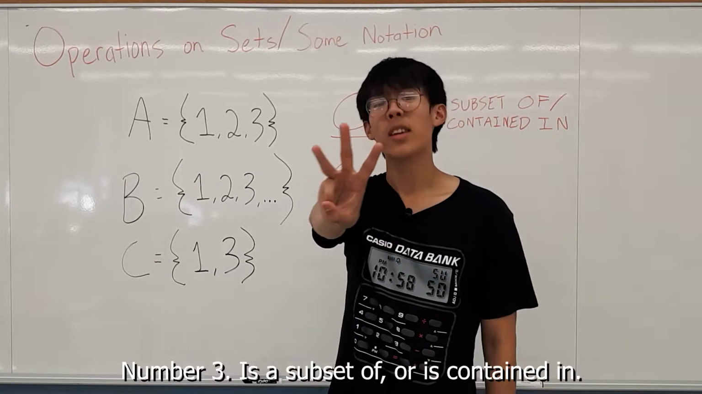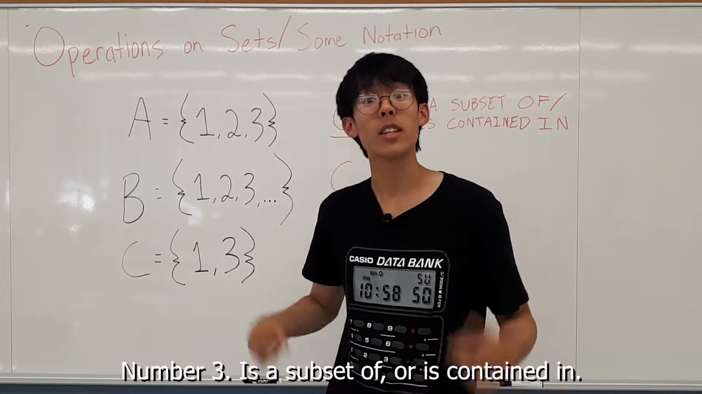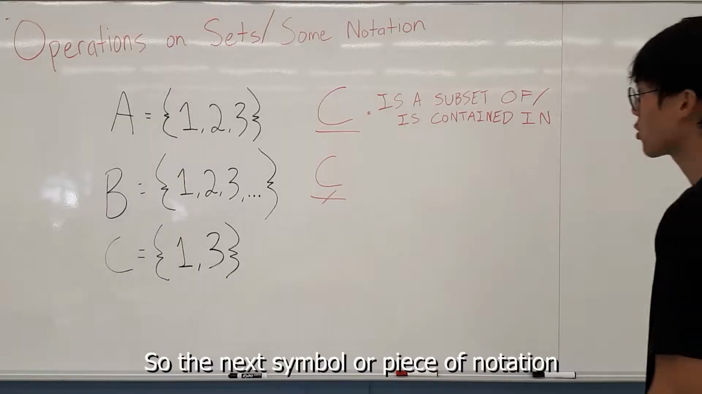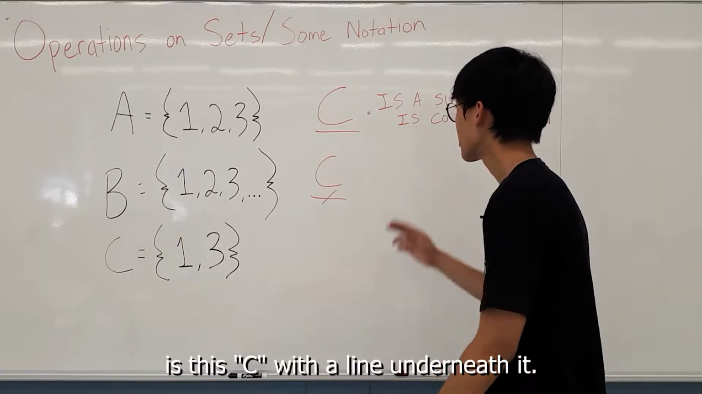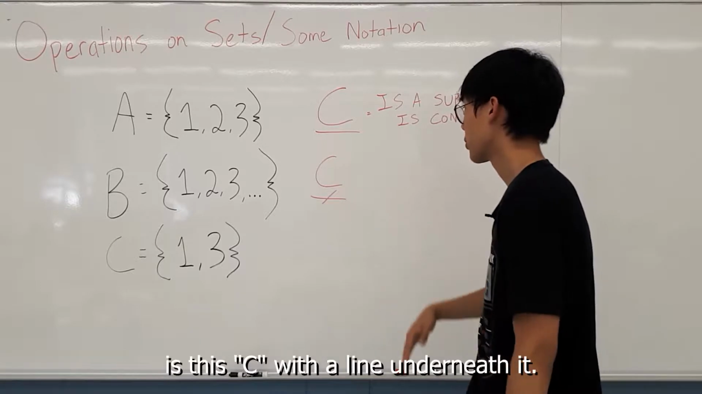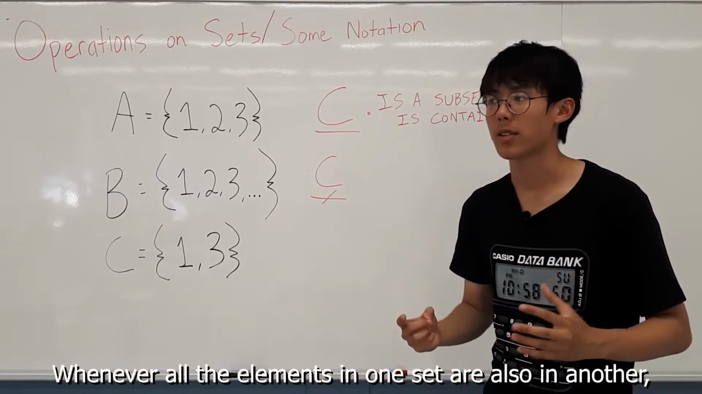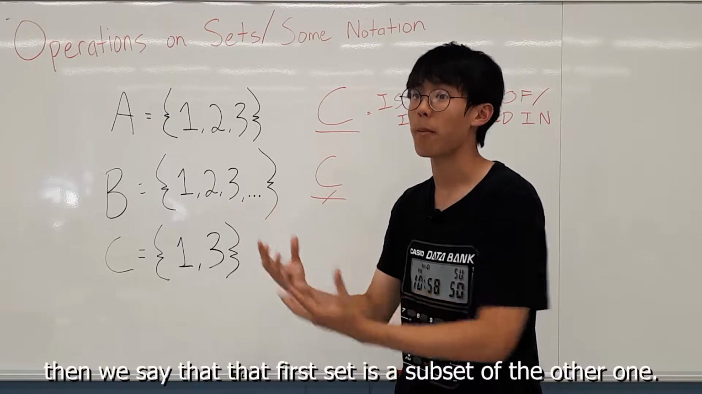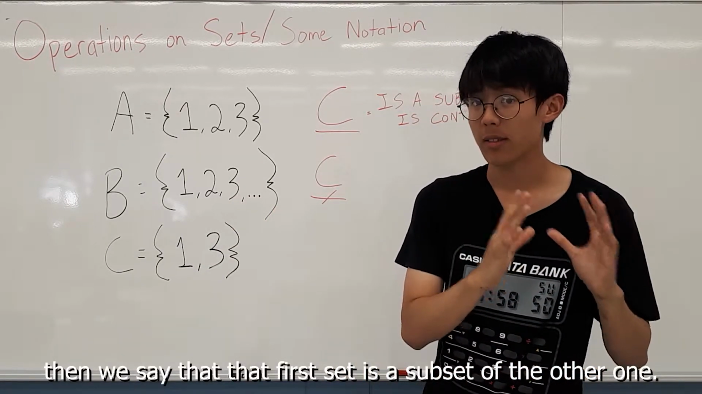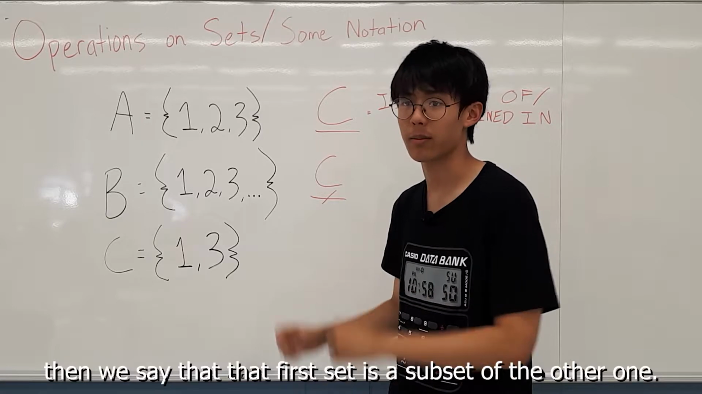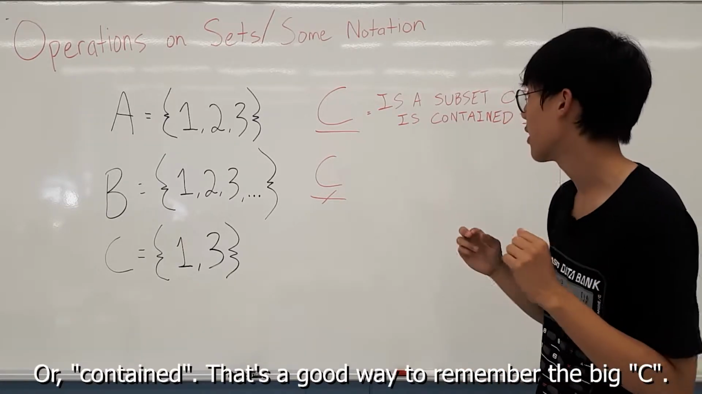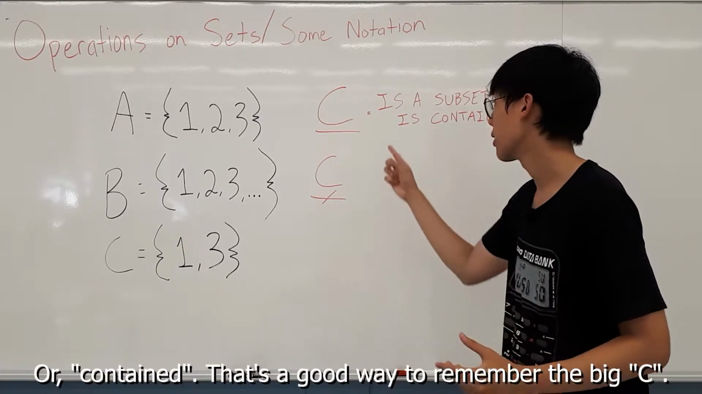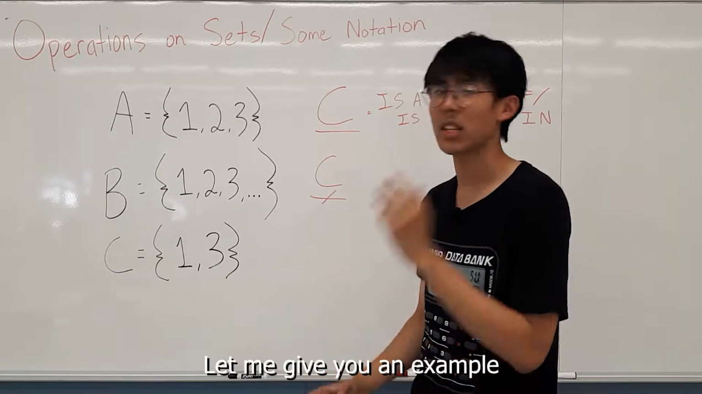Number 3, is a subset of, or is contained in. So the next symbol or piece of notation is this C with a line underneath it. Whenever all the elements in one set are also in another, then we say that that first set is a subset of the other one, or contained. That's a good way to remember the big C over here. Let me give you an example.